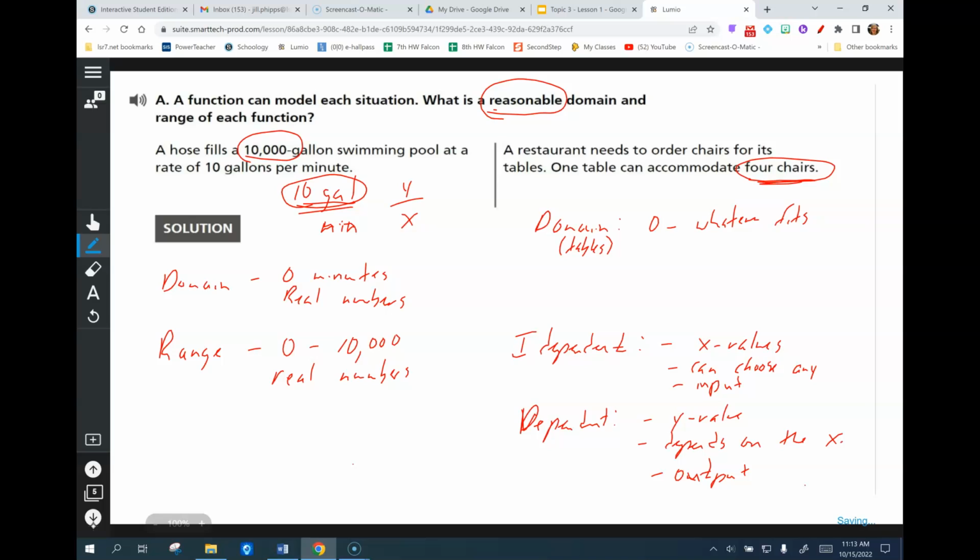Fits, okay, in the room. But can I have a portion of a table? No. So this would have to be whole numbers. I don't want to say integers because integers means you could have negative. If I'm talking about range, I'm talking about the chairs.